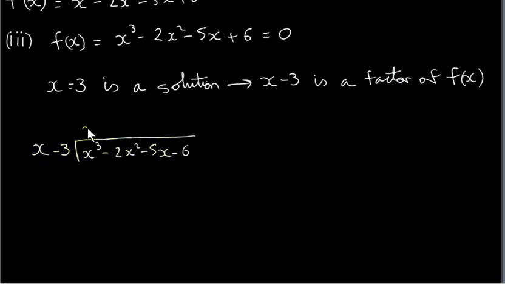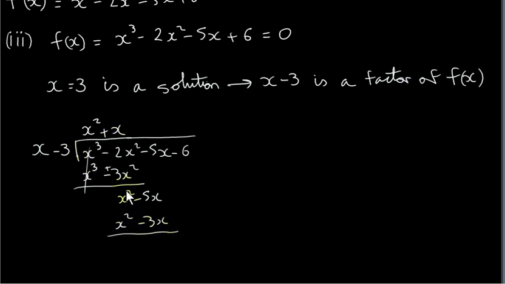We divide x into x³ to get x². We multiply x² by x to get back x³. x² by -3 is -3x². Then we subtract. These cancel out. -2x² minus -3x² gives plus 1x². We take this term down. Then we divide x into x² to give plus x. We multiply x by x to get back x². x by -3 is -3x. We subtract. We get -5x plus 3x is -2x. We take the next term down, which is 6. We divide x into -2x to get -2.